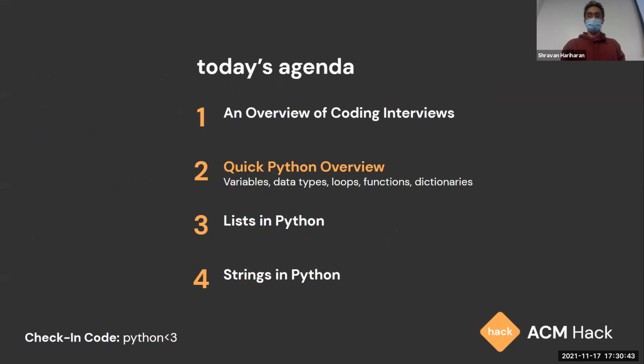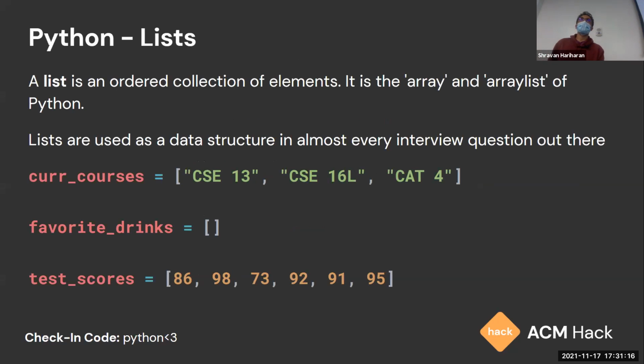Cool. That was the Python overview. So that's the very fundamentals of the Python language. We're going to dive into lists now, and then we're going to dive into strings. And strings are where we're going to do our hands-on LeetCode coding. So any questions on the Python overview so far? Okay, cool. All right, so let's go to lists.